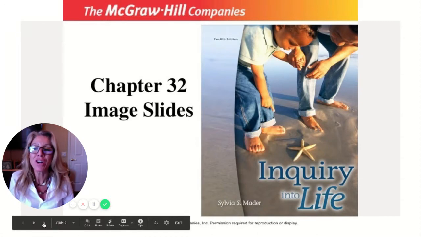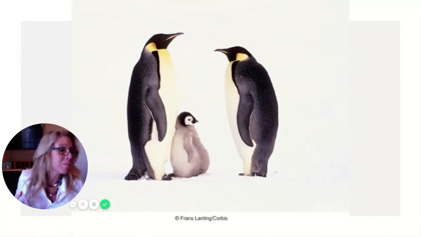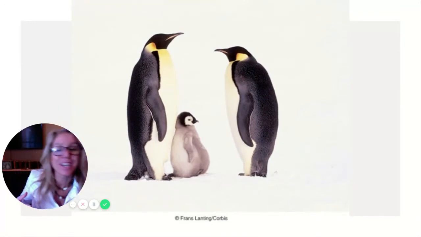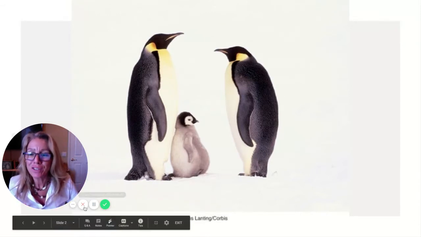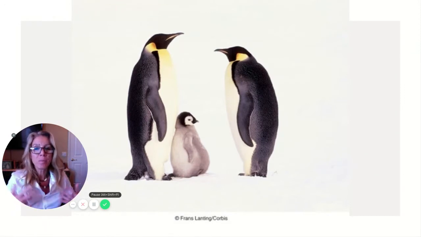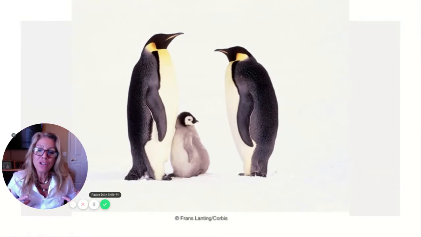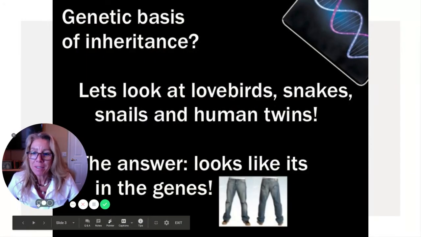So we're gonna start with discussing behavior and whether the behavior that is shown is due to nature or due to nurture. Nature would mean it's in your DNA, you're born with it. Nurture means you're learning it through your environment. So let's start off here.